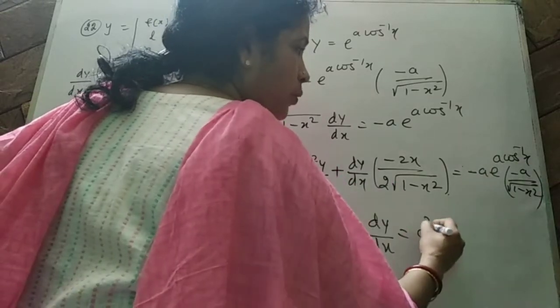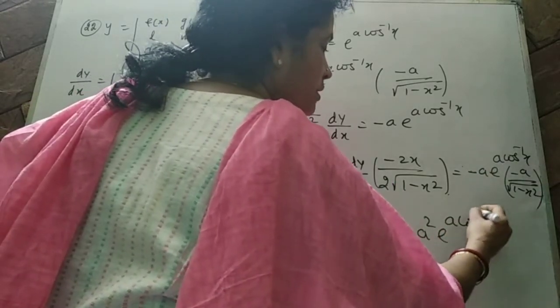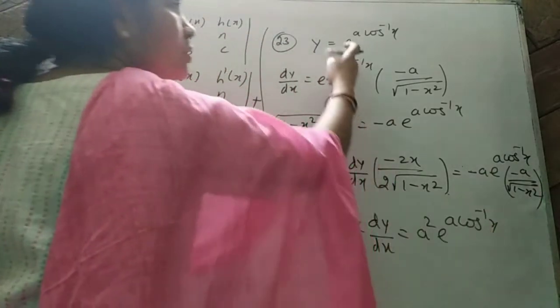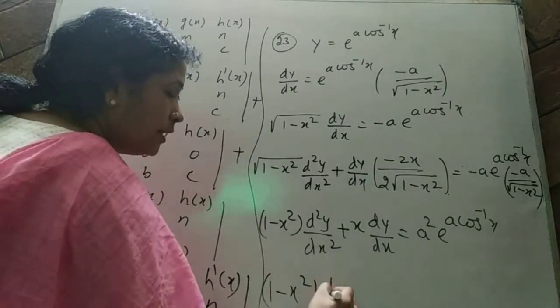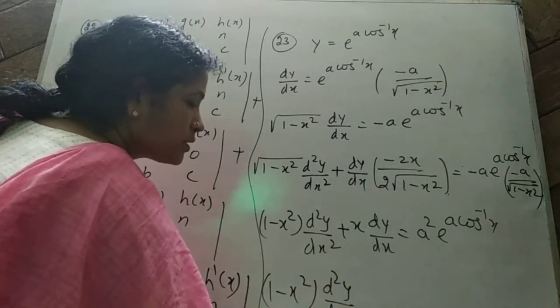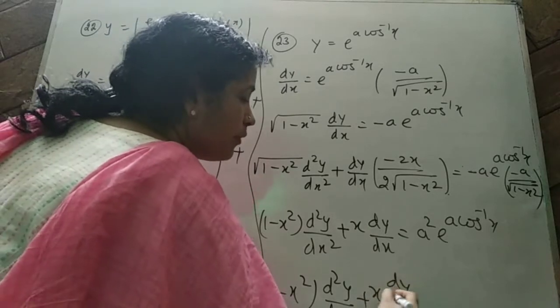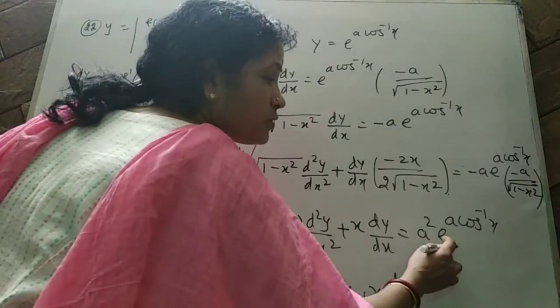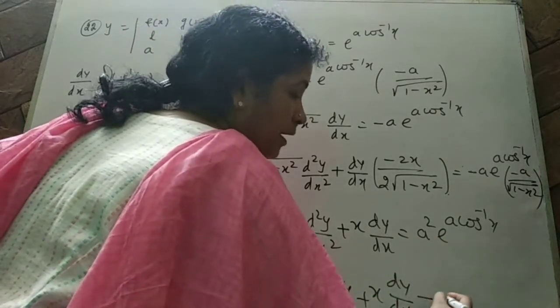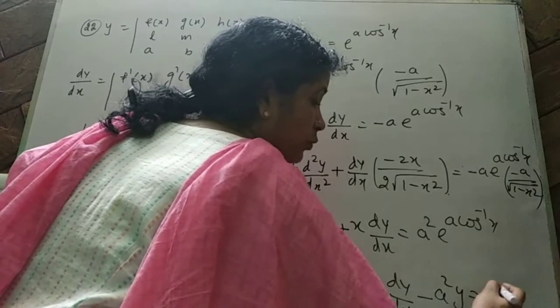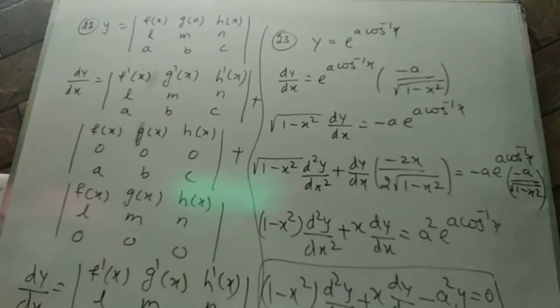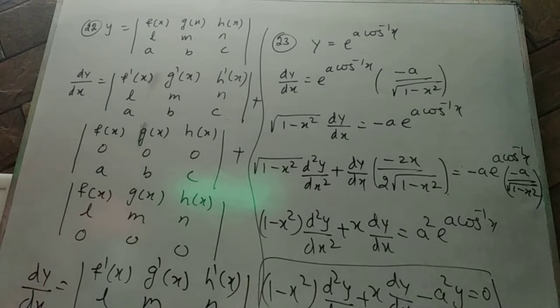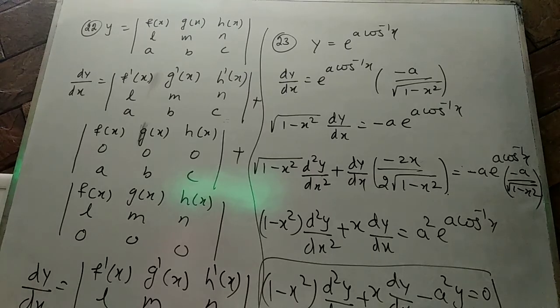ये क्या हो जाएगा? A square into e power a cos inverse x. So e power a cos inverse x की जहाँ से if I replace y, 1 minus x square into d square y by dx square plus x into dy by dx minus this is y हो जाएगा, ये y इधर साइड आएगा, minus a square y equal to 0. बेटा ये 6 मार्क क्वेश्चन में आया है, रिपीटेड है ये क्वेश्चन, कुछ है ही नहीं. समझ आए बेटा? समझ आए? बोलो, राइट डाउन फास्ट.